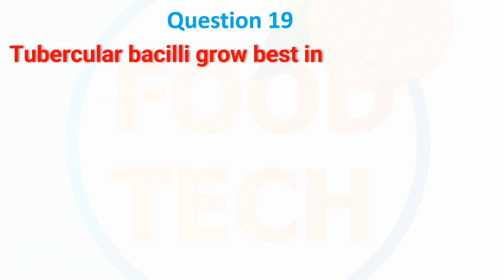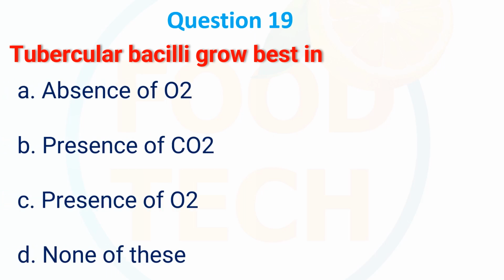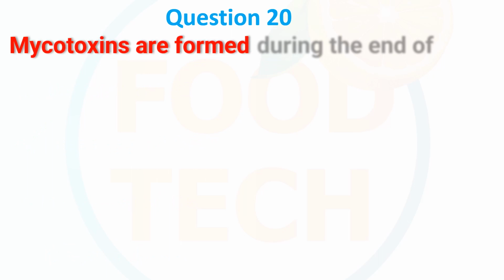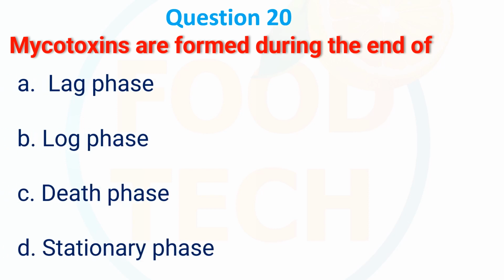Tubercular bacilli grow best in A. absence of O2, B. presence of CO2, C. presence of O2, D. none of these. The answer is B. Presence of CO2. Mycotoxins are formed during the end of A. lag phase, B. log phase, C. dead phase, D. stationary phase. The answer is A. Lag phase.